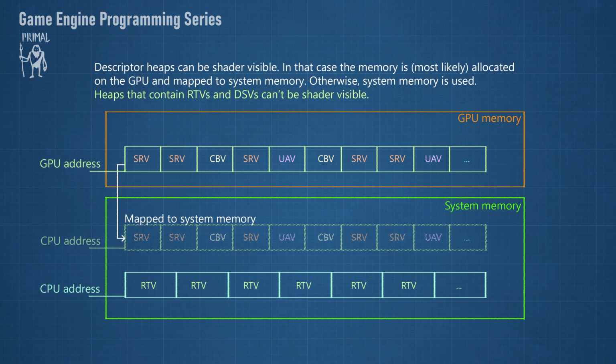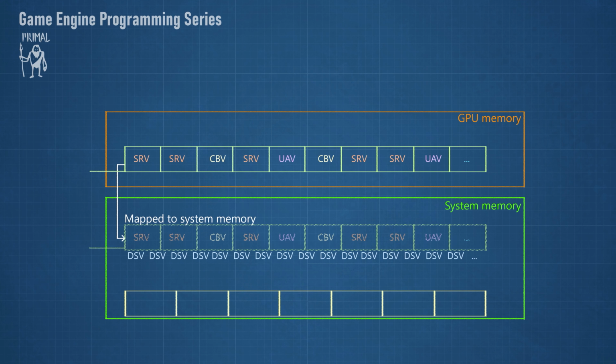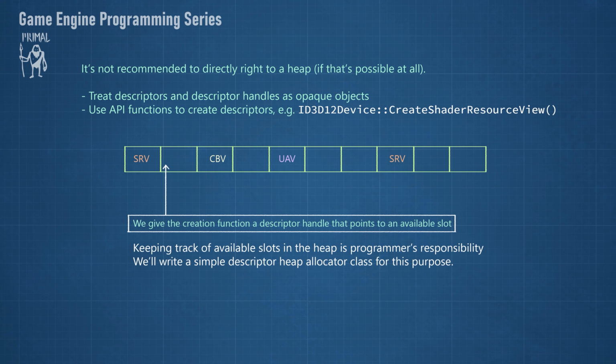Similar to regular pointers when we allocate memory, we'll get a descriptor handle when we allocate a slot on the heap. This handle is basically an offset relative to the base address of the heap. Shader visible descriptors have both a CPU and a GPU handle. It's not recommended to write to the heap directly. Instead, the D3D12 API provides us with functions that we can call to create and copy descriptors. We give the information about the descriptor and the descriptor handle that points to an available slot on the heap, and the function will create a descriptor at that location.